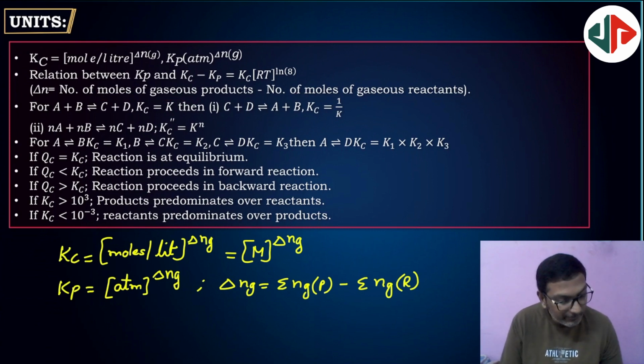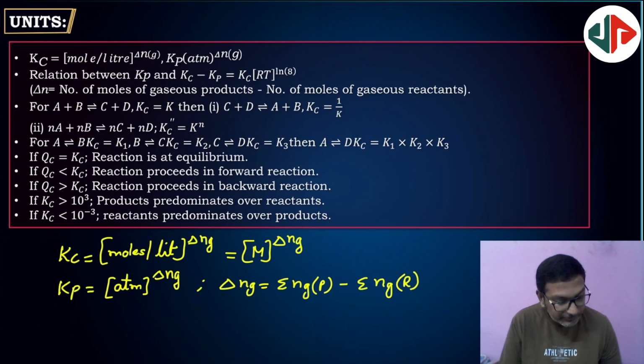Next, see here, A plus B reversible with C plus D. Kc is given, say Kc is K. Then for C plus D reversible with A plus B, Kc equals 1 by K. That means the equilibrium constant depends on the mode of representation of the chemical equation. Next, if the equation is multiplied by n, then Kc dash becomes K power n. That means the equilibrium constant depends on the stoichiometry of the chemical reaction.